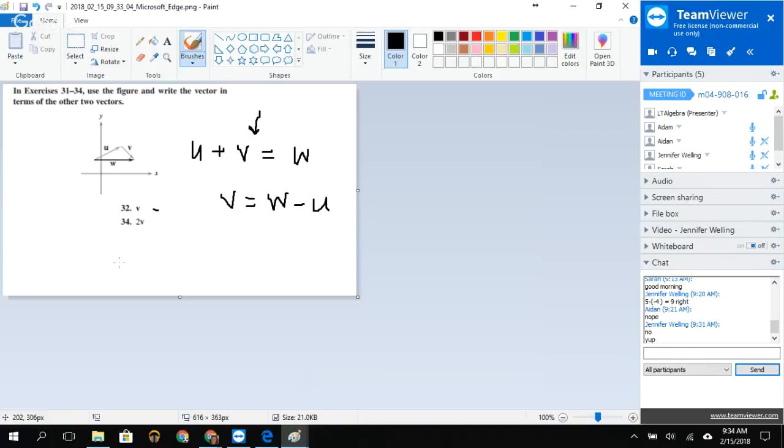Well, let's just multiply our original equation by 2, right? So we'll multiply this by 2 and multiply this by 2. And we end up with 2u plus 2v equals 2w. And subtract 2u from each side, and we get that 2v equals 2w minus 2u. Sorry, that's so messy.